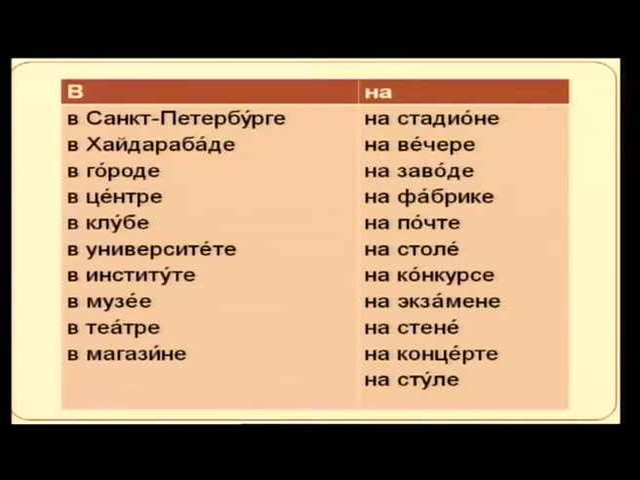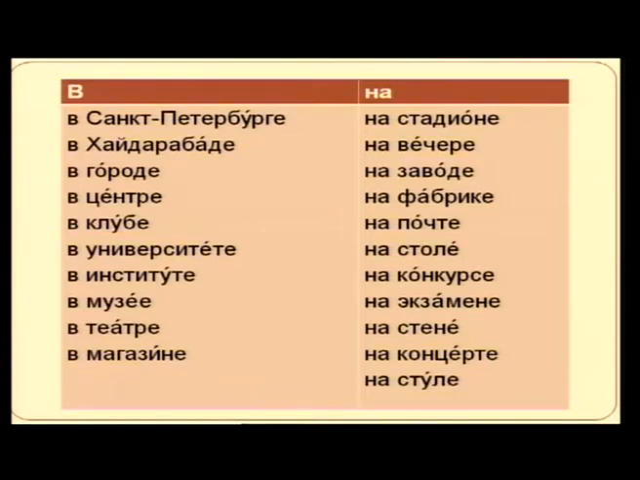Before that, you can also pay attention to how these prepositions are used with certain nouns. В Санкт-Петербурге, в Хайдарабаде, в городе, в центре, в клубе, в университете. Here, pay attention to the usage of в. Since, for a better understanding, I am reading it very slowly, but when it is pronounced, the correct pronunciation is that the sound of в sometimes changes into ф, like в клубе will be фклубе, в центре will be фцентре, etc.